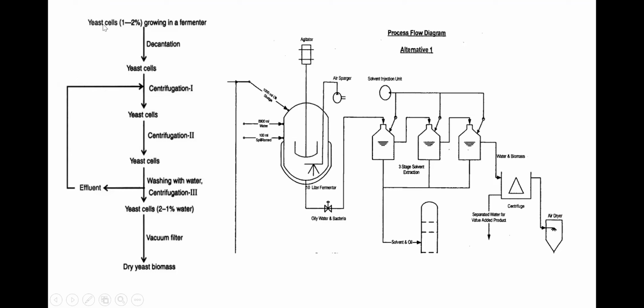For example, there will be about 1 to 2% of yeast growing in a fermenter. Upon completion of the fermentation, we rely on decantation. It's a kind of sedimentation process to remove the yeast cells. This is yeast cells plus some liquid. Then it will go through centrifugation 1, 2, and 3. Centrifugation will further separate the yeast from the beer drinks.